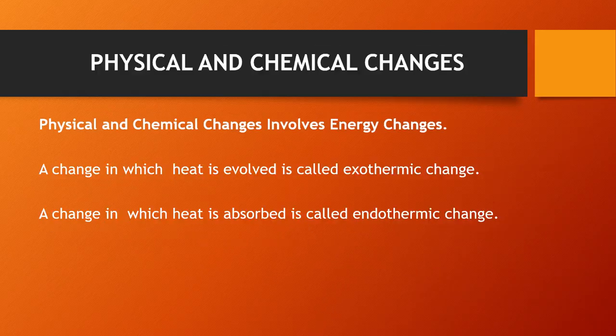Children, in this slide, we will know the types of changes depending on energy. Physical and chemical changes involve energy changes. A change in which heat is evolved is called an exothermic change. You can find examples in your surroundings, say the burning of coal. When you see coal burning, so much heat and light energy is evolved in the surroundings. So you can say burning of coal is an exothermic change.